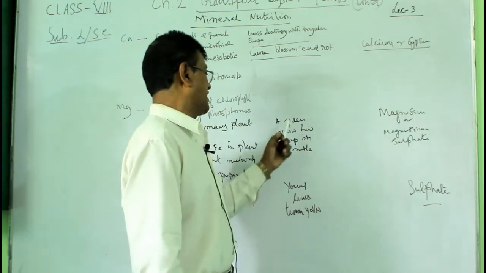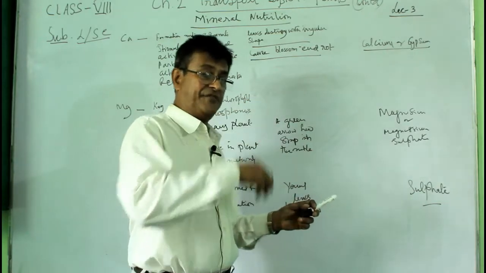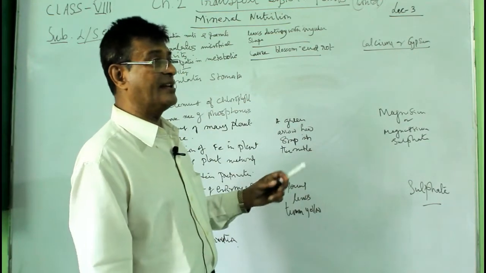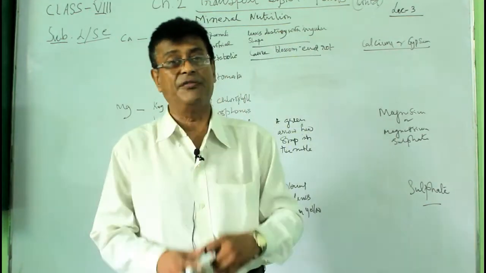And if there is deficiency, what to do? In deficiency, a green arrowhead appears in the middle of the leaf. And then what is the remedy? The remedy is magnesium or magnesium sulfate to be put to get rid of that.